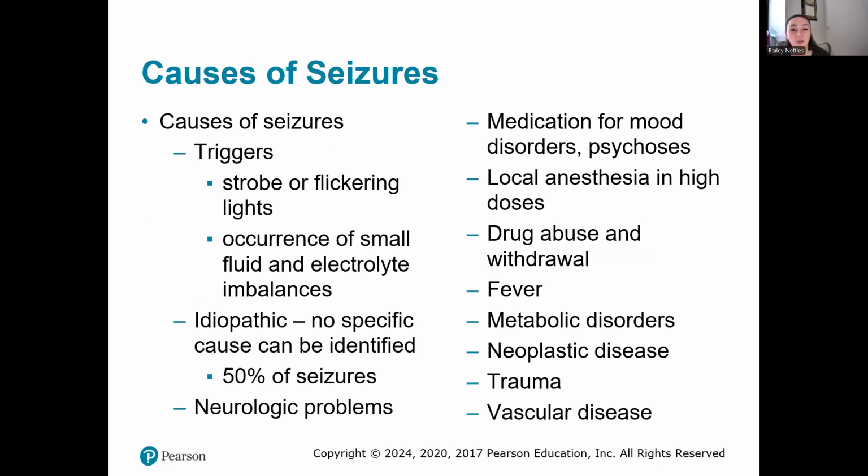So what can cause seizures? There's lots of stuff that can cause seizures. You may have one seizure and never have another seizure again in your life. But common things are like strobe flickering, especially with epilepsy. So if you're going to a rave, that's not happening, because the constant flashing light can induce seizures. Fluid and electrolyte imbalances can too. We've talked about how hypernatremia and hyponatremia can cause seizures. It can be idiopathic, which is 50% of all seizures, which is a lot. That's when you don't know why they're happening, they just happen.